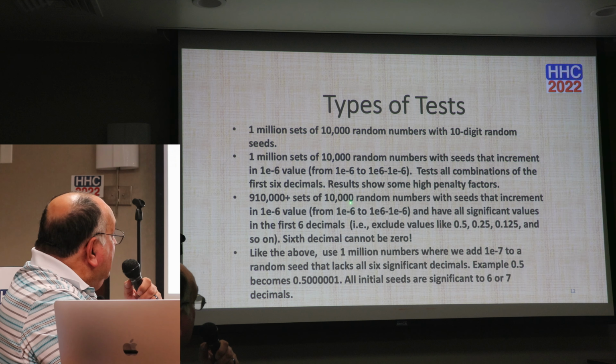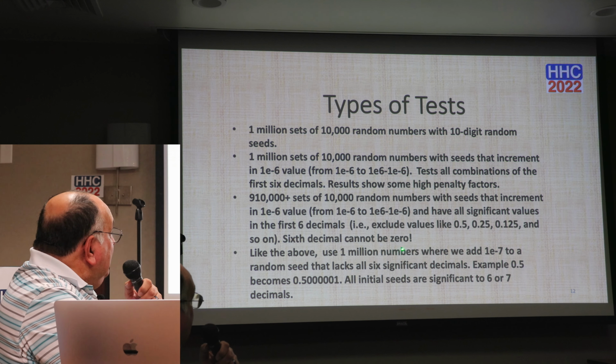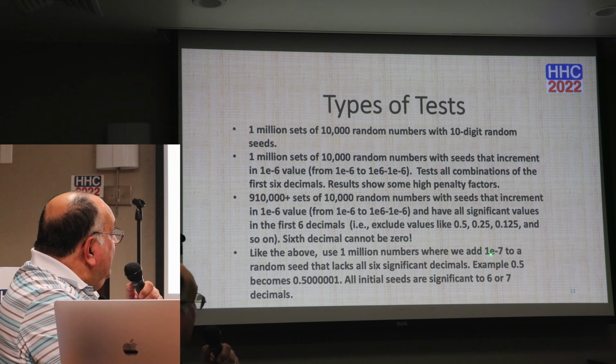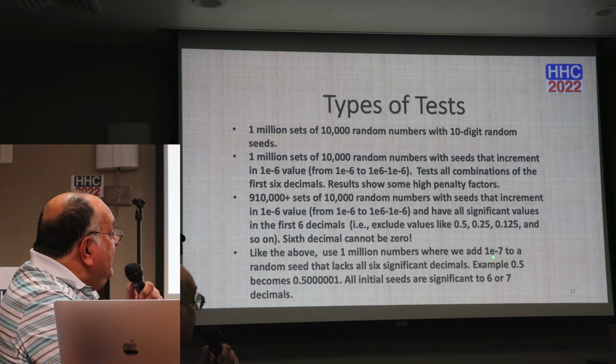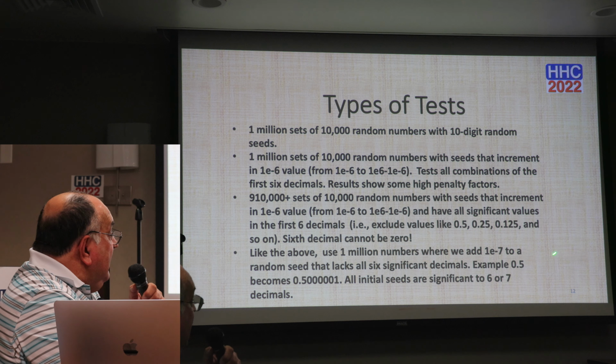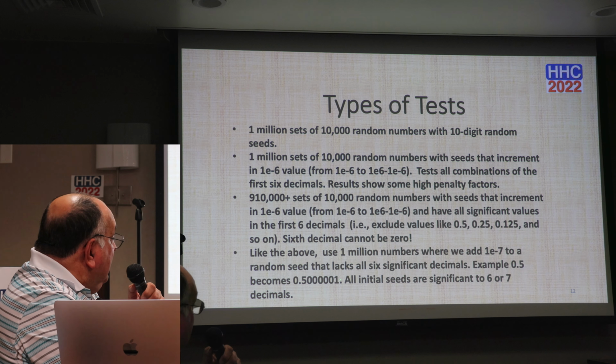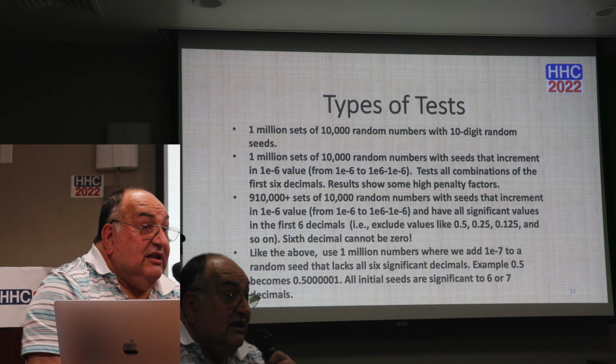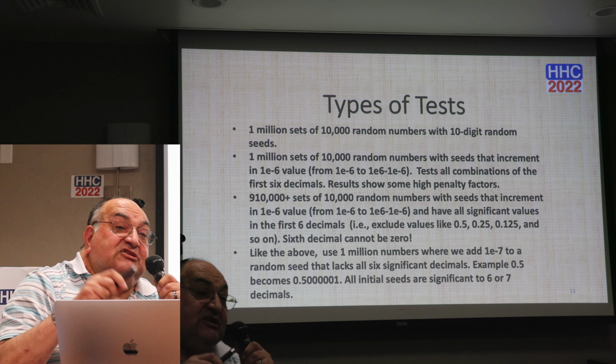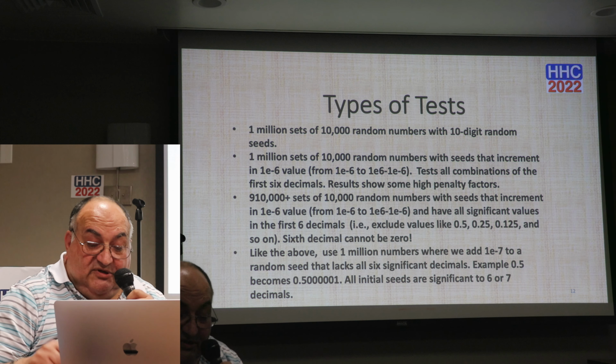Then I said, how do I cure this? I do a test. If the 6th decimal is 0, I add 1/10 of a millionth to the random number. So for example, 0.5 obviously has a lot of zeros. I add 5 zeros to it and then 1. So all the initial seeds were significant to 6 or 7 decimals.